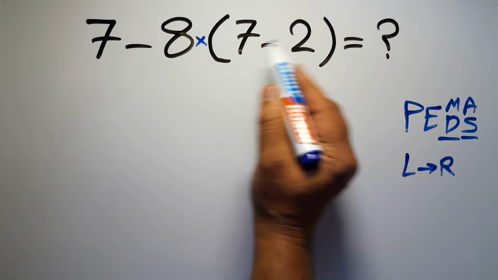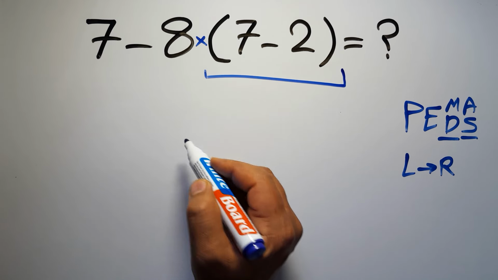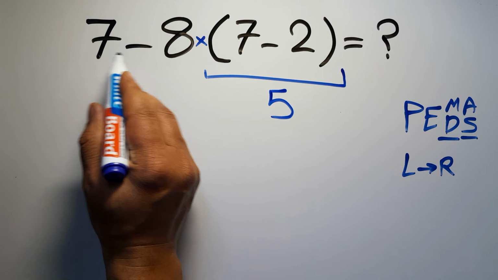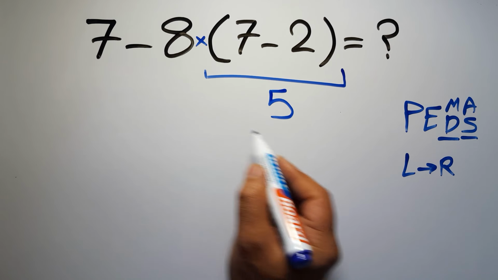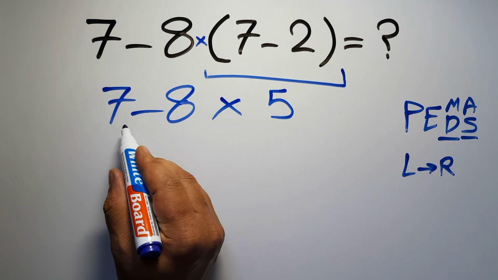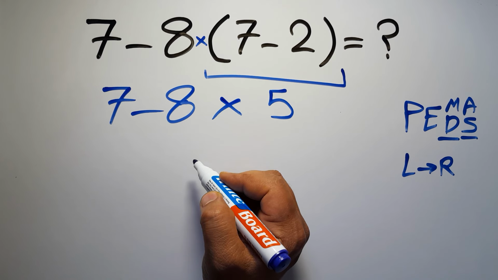So first we have to do this parentheses. Inside this parentheses we have 7 minus 2, which equals 5. So 7 minus 8, then times 5. Now we have one subtraction and one multiplication.